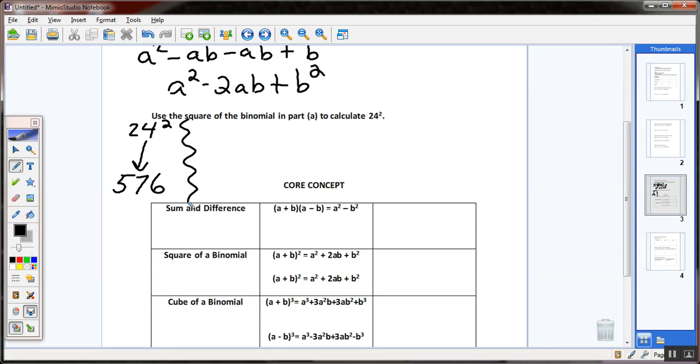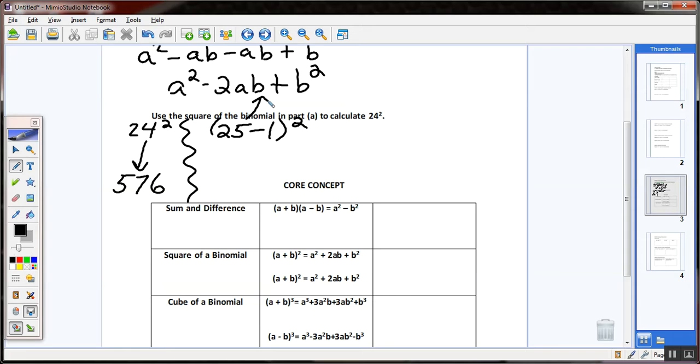Guys, what number really close to 24 is pretty easy to work with? 25. What would you do to the 25 to turn that into a 24? What they want you to do here is say, let's just see if this works to show that 24 squared is 576. What they want you to do is to do 25 minus 1 all to the second power, and they want you to plug values in for a and b up here to see if that equals 576. So in this situation, what's your a value kind of like? 25. What's your b value kind of like? 1, right? Okay, let's plug it in.